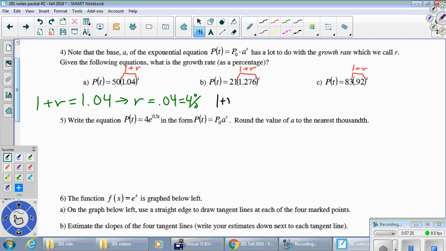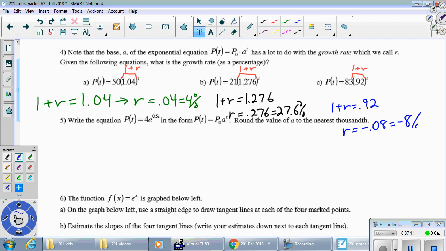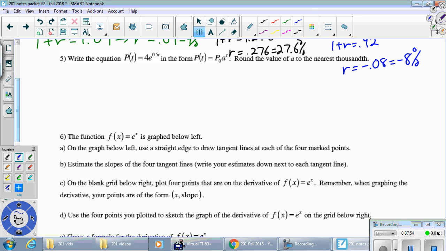Here, 1 plus r is 1.276, so that means that r is 0.276, or 27.6%. And then finally over here, 1 plus r equals 0.92, subtract the 1, and I get r is negative 0.08, or negative 8%. So calling it a growth rate is kind of a misnomer, but this one is an exponential decay function. We are losing 8% every time period.